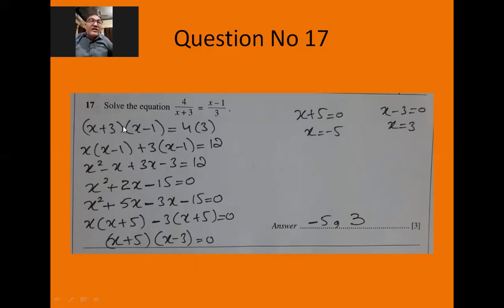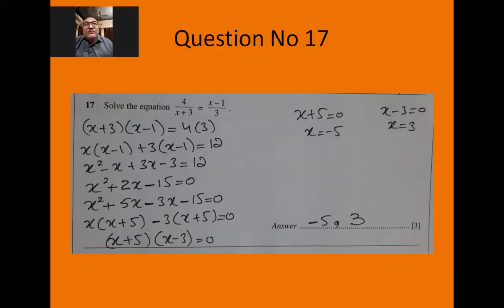So x will multiply with the second bracket, then the plus 3 will multiply with the second bracket, equals 12. So you will have x square minus x plus 3x minus 3 equals 12. So you will have x square plus 2x minus 15 equals 0. Now I will write the factors of 15. The factors of 15 are 1 into 15 and 3 into 5. I have to choose the pair which by subtraction will give me positive 2.